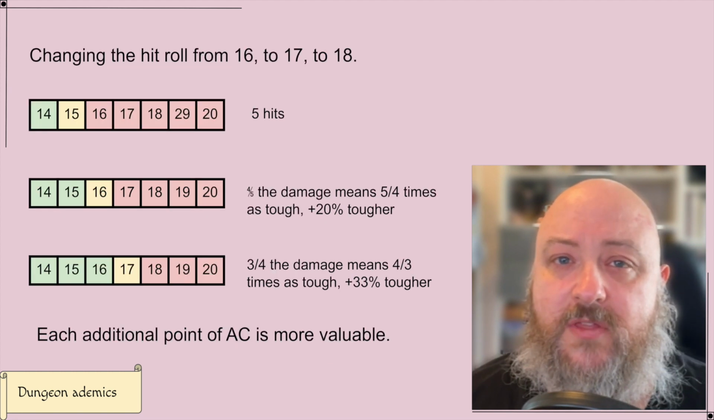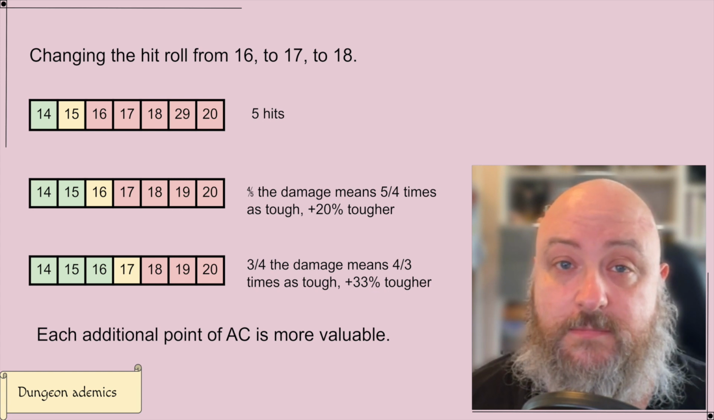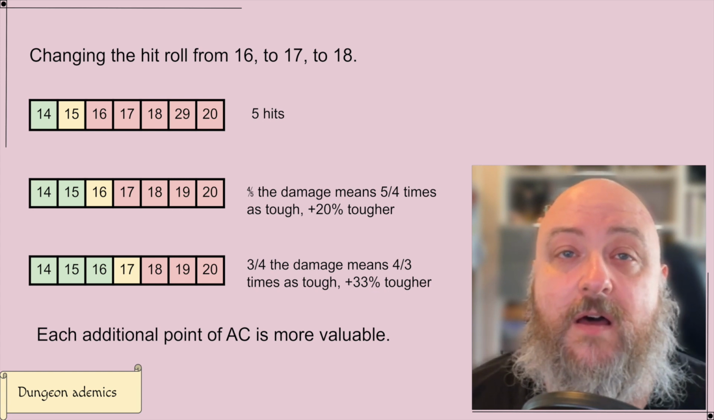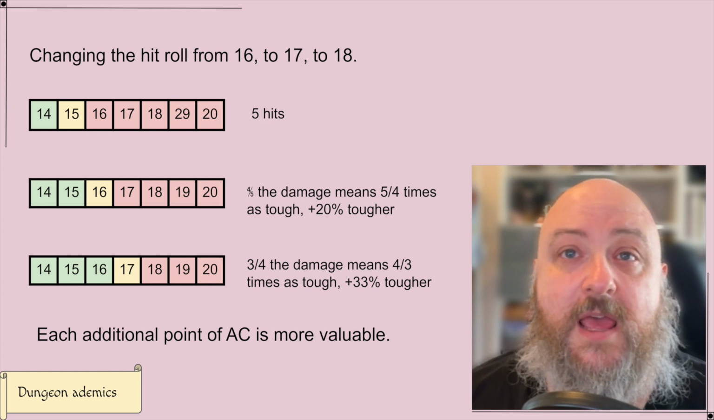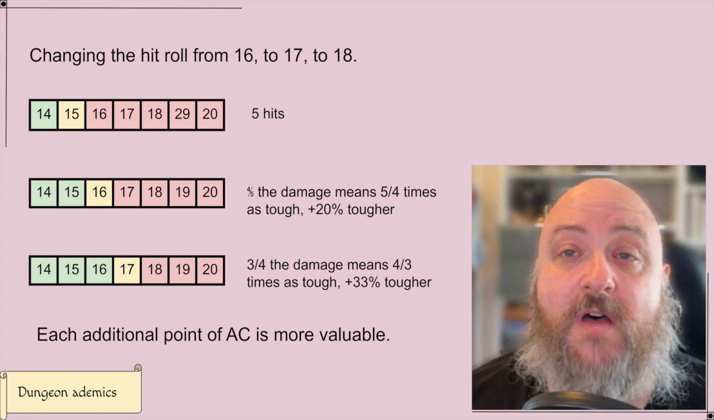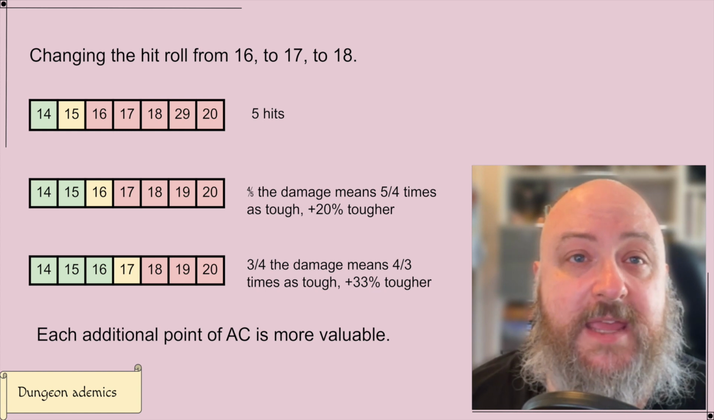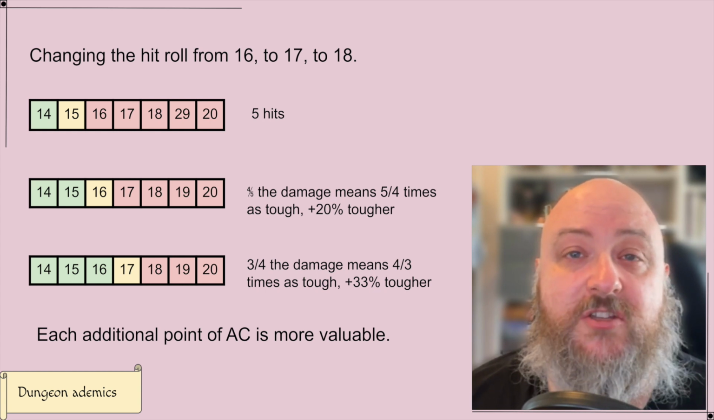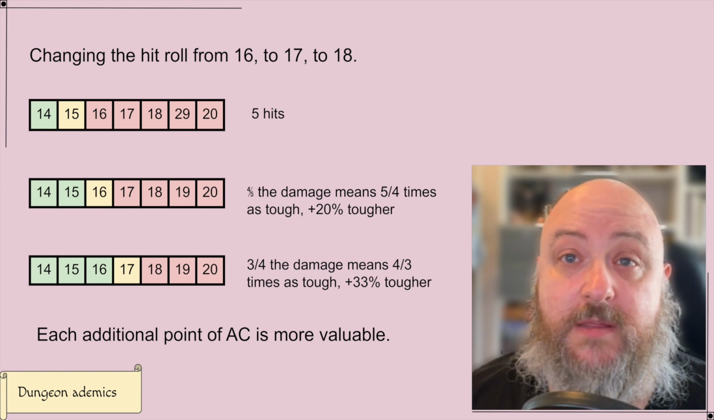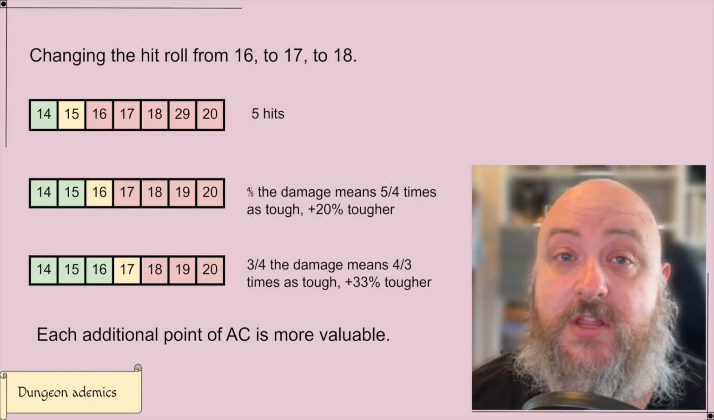We can have another look. Let's compare a hit roll of 16, 17 and 18. With a hit roll of 16, there are 5 rolls that land a hit. Increasing that to 17 results in only 4 hits connecting out of our probability space. This move from 5 to 4 makes our character 5/4 as tough, an increase of 25%. Moving again from 17 to 18 changes the number of hits from 4 to 3. This is a 4/3 increase in toughness, an increase of 33%.